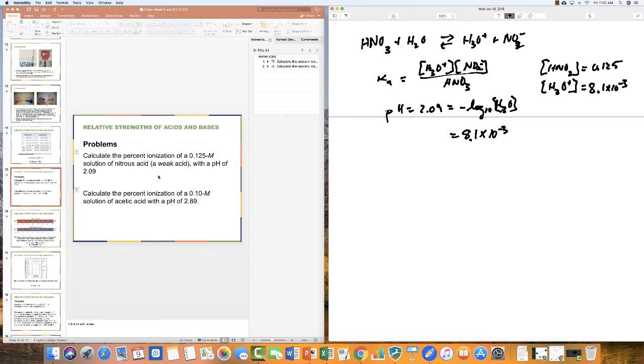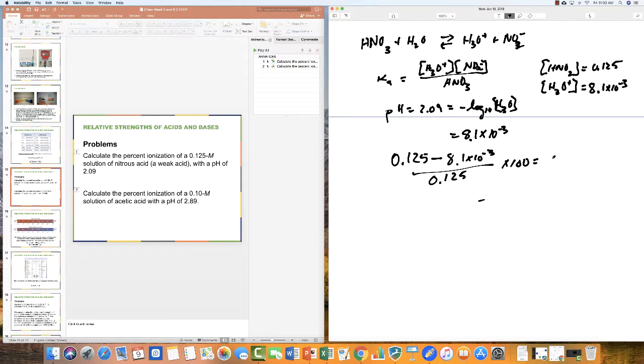Now at this point we can actually calculate. We don't really need to know this, although we do know this because for every one of these you have to get one of these as well. And so now we can calculate this percentage. The percentage ionization is going to be 0.125 minus 8.1 times 10 to the minus 3, divided by 0.125, times 100.